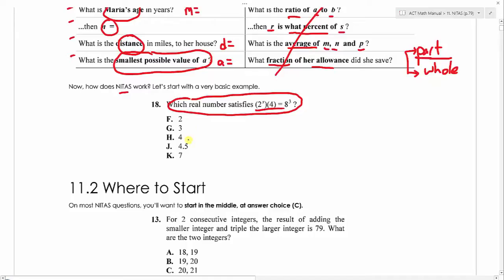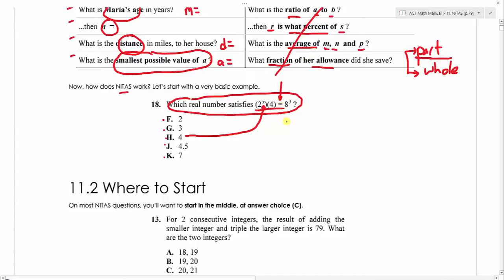So we would need a different way of solving this. One of the ways that we could do that is we could take these answer choices and just start plugging them in for x. We know that one of these 5 answers, F through K, has to satisfy this equation. In other words, one of these answers, when it goes in for x, has to make this equality true.